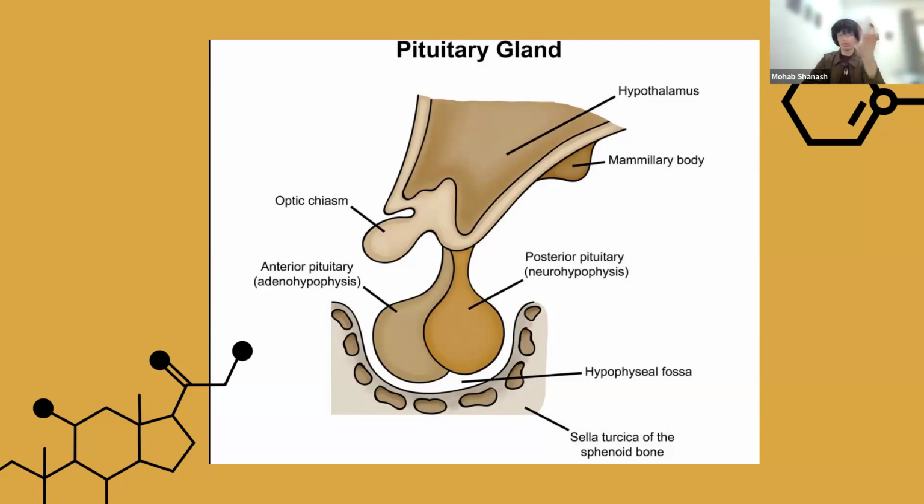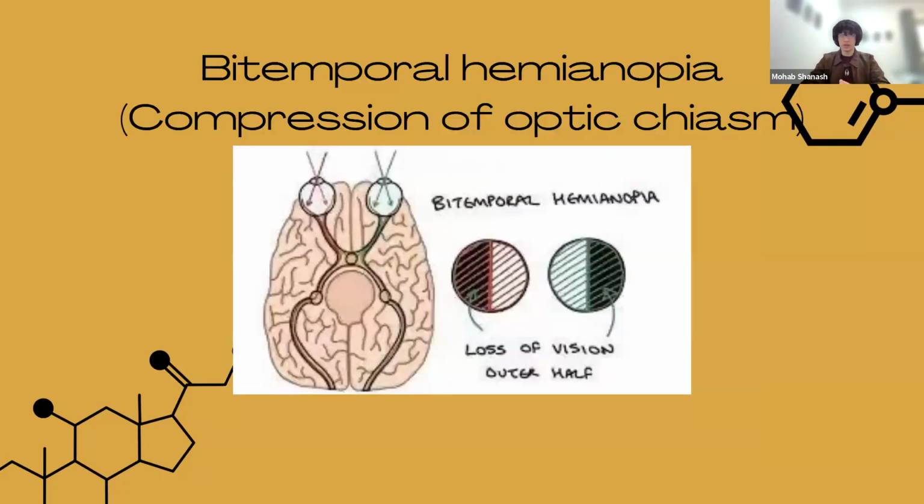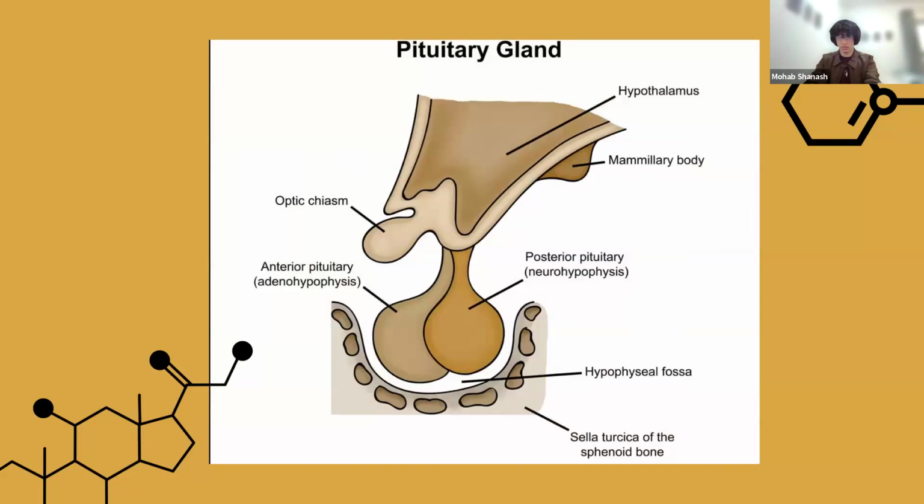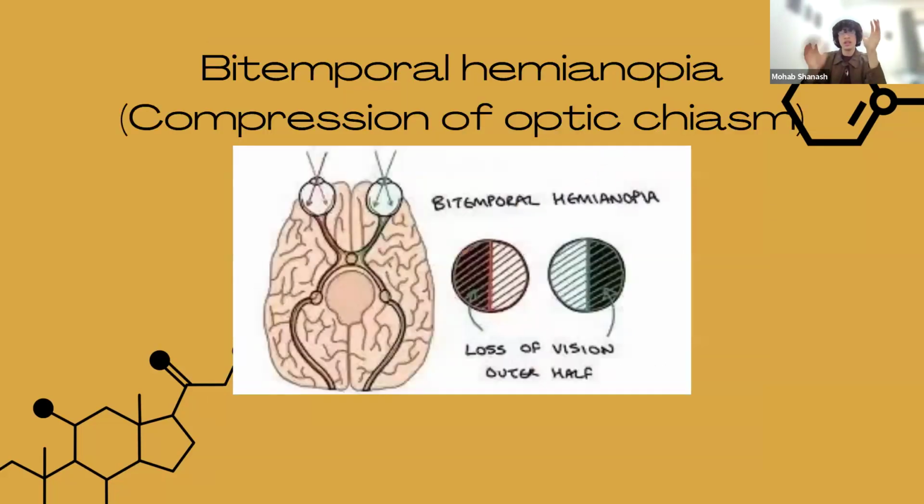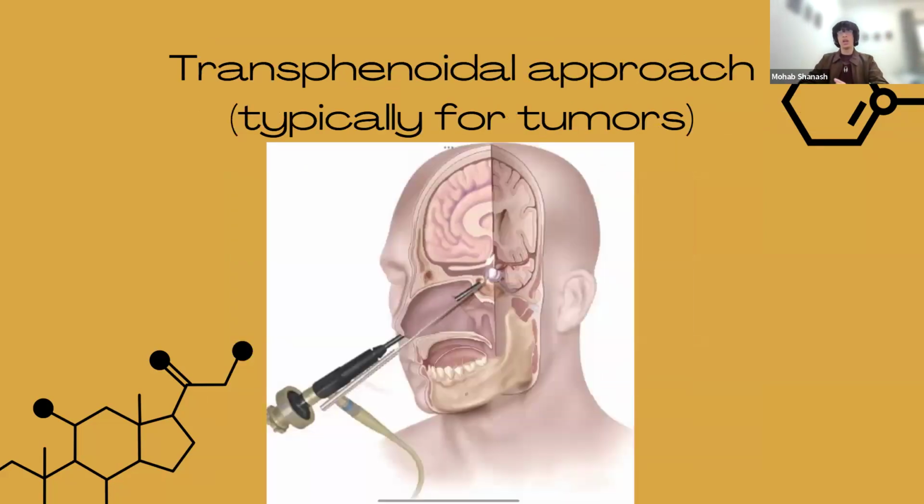Now, why is this important? Because they do have clinical relevance. In case of compression of the optic chiasm, you can get something called bitemporal hemianopia. A patient with bitemporal hemianopia would not be able to see anything in their periphery. They just see centrally. So they'd come in, for example, smacking into tables, they just can't see around them, or they're not very well oriented.